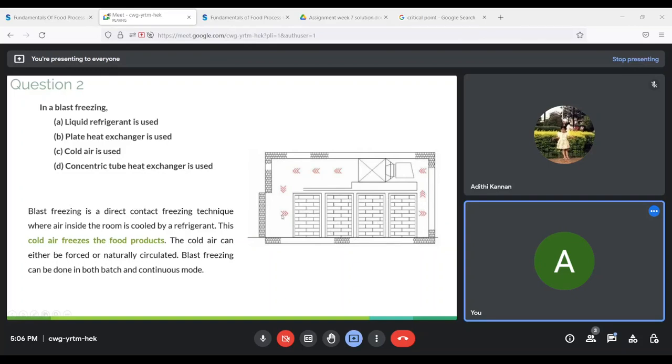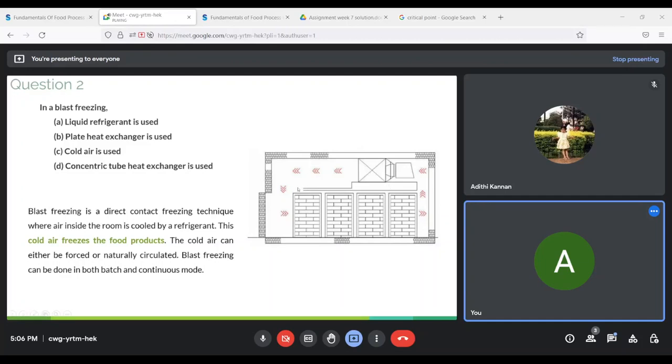So this cold air can be circulated either by natural convection or it can be forced circulated with the help of a fan or so. So the outer walls of your freezer will have your refrigerant being passed. So this refrigerant will cool down the air inside the room and this cold air will come in contact with your food product and hence it is a direct contact kind of freezing technique. So it is the cold air that is used, liquid refrigerant is used outside of the freezer to cool down the air that is inside.